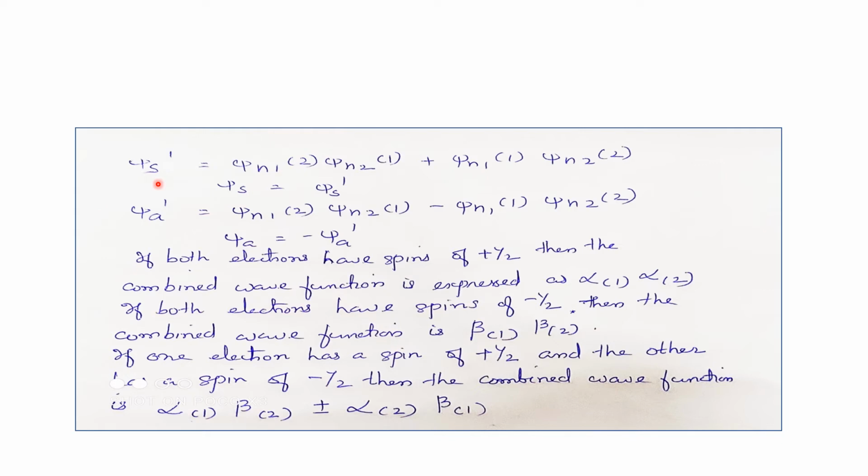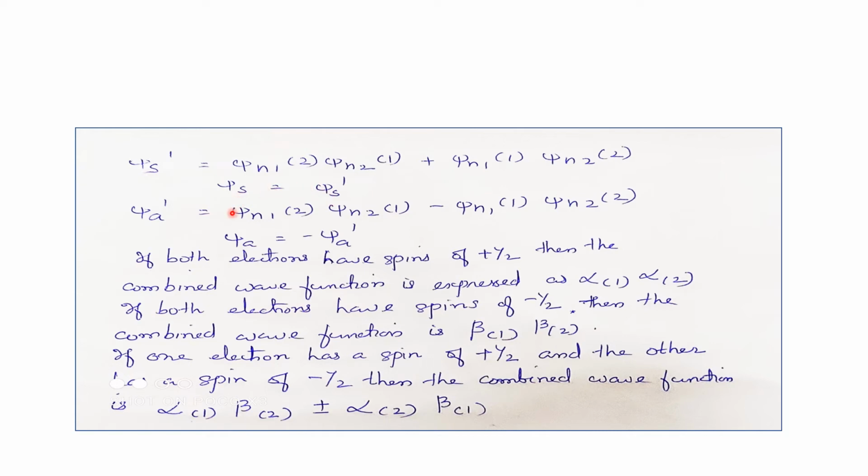Now, if we exchange the coordinates of electron 1 and the coordinates of electron 2, then for the symmetric wave function, we get psi s dash is equal to psi n12 psi n21 plus psi n11 psi n22. Therefore, the value of psi s is equal to psi s dash. On exchanging the coordinates, we get the value same as psi s.